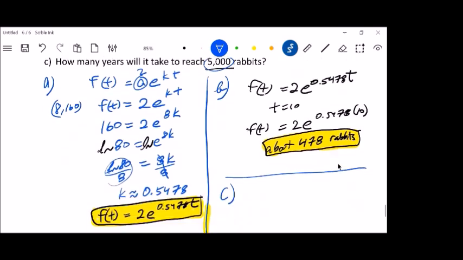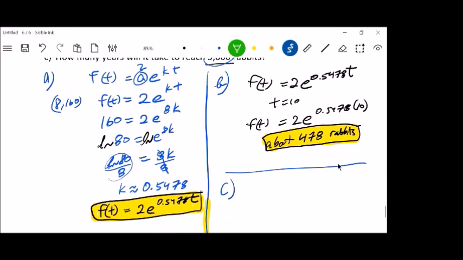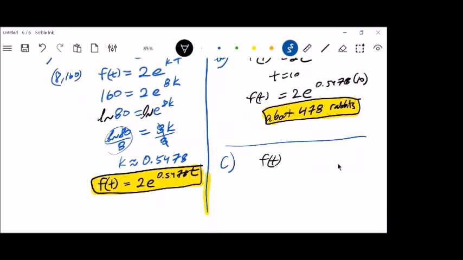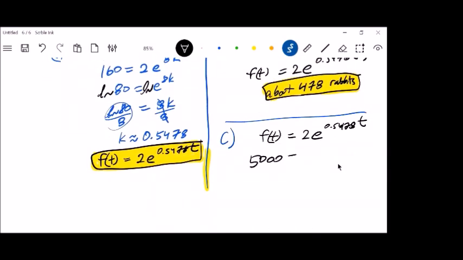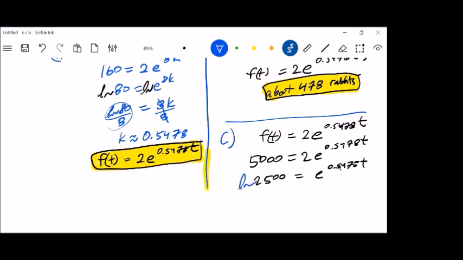Now, C. How long will it take to get to 5,000? Well, that's going to be the result of it. So we're going to have the function of t is equal to 2e^(0.5478t). And in this case, what we know is that we want, what was it, 5,000? So we put 5,000 as a result, 2e^(0.5478t), divide by 2, apply a natural log so that we can get the t to the main part of the equation.